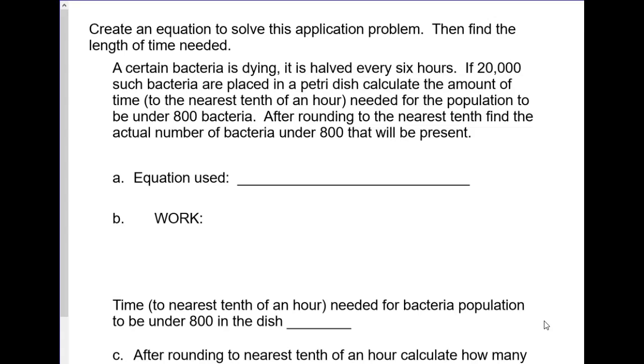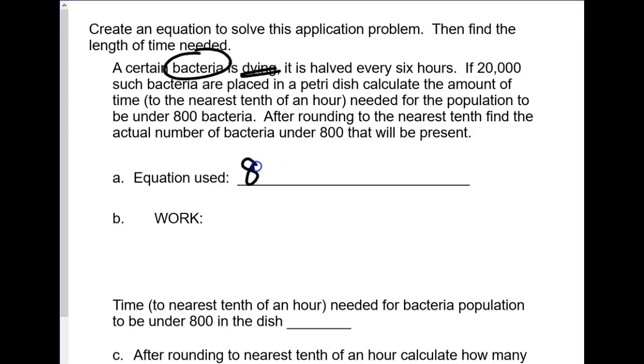Okay, I think those are good ones. So again, it's not on your paper anywhere, guys. Just walk through it with me. We've got bacteria this time, but they're dying. Okay, it's halved every 6 hours.